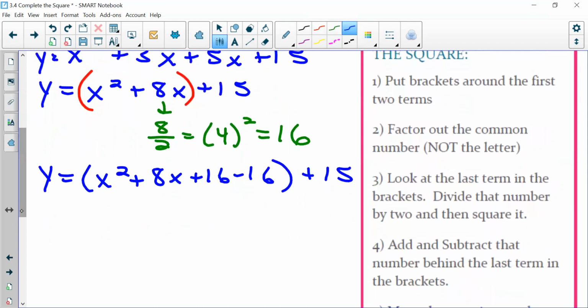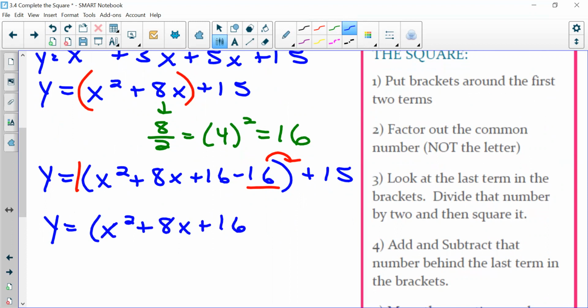Moving the negative 16 out. What's my A value again? 1. Okay, so what's negative 16 times 1? Just negative 16. So now we're going to have just a trinomial in the bracket. Bring it out. Negative 16.